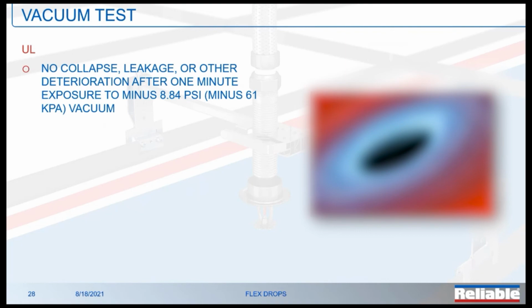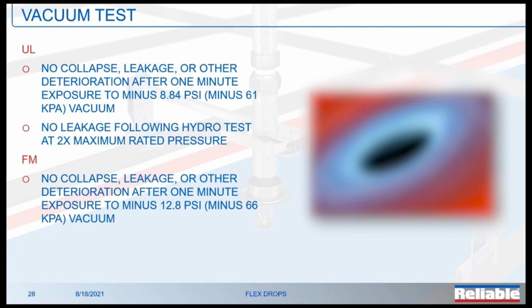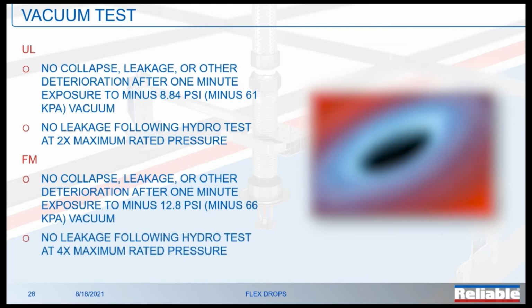So at UL, we're going to pull a 1-minute vacuum at minus 8.84 psi. No leakage, followed with a pressure test, again at 2 times the rated pressure. FM is simply going to pull 1 minute at minus 12.8, and we're going to have no leakage. Again, they like the 4 times maximum rated pressure rather than the 2. So, and again, on the right there, nature's most powerful vacuum, right? The black hole, so strong that even photons of light cannot escape.